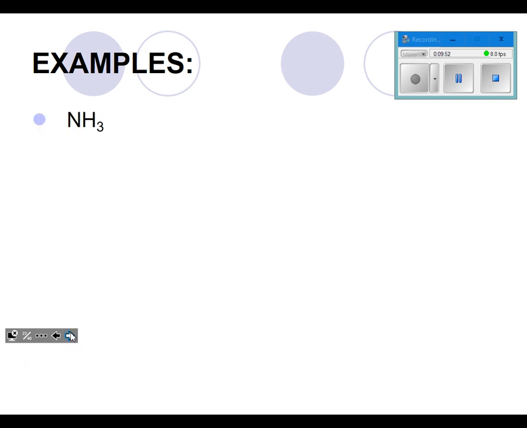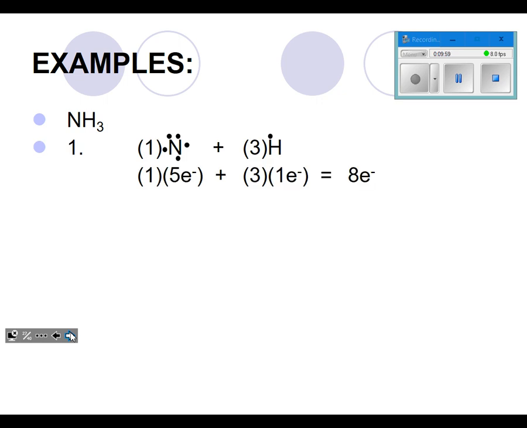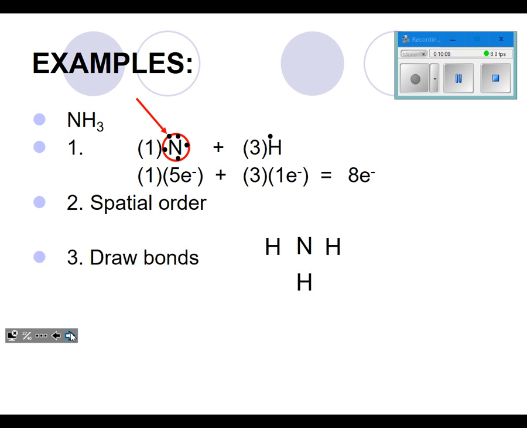All right. The next one, NH3. N has 5, H has 1. There are 3 hydrogens, so 5 plus 3 is 8. Spatial order, the smallest one is nitrogen. It goes in the middle, and you arrange the hydrogens around it. Step 3, draw the bonds. Step 4, the octet rule, or the duet rule.